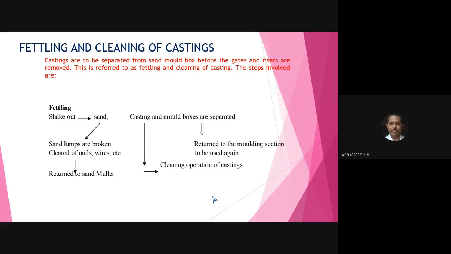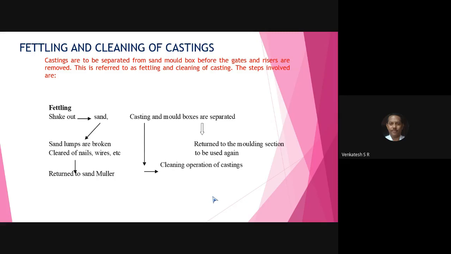Castings are to be separated from the sand mold box before the gates and risers are removed. Gates and risers are removed. This is referred to as fettling and cleaning of casting.